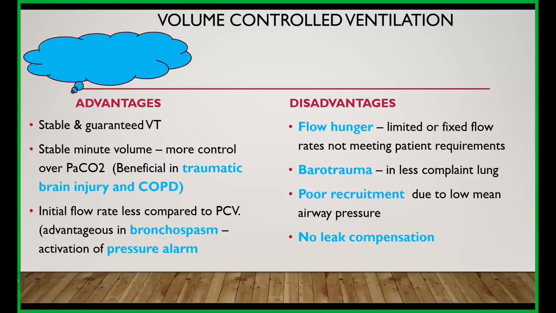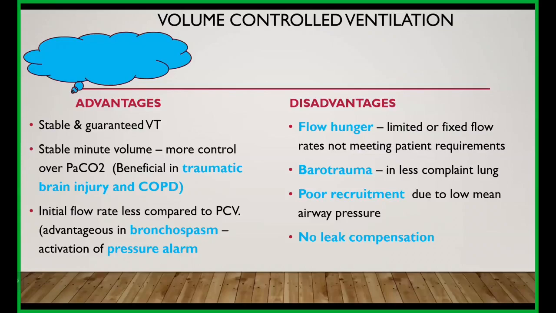Now for volume control ventilation, you can see the advantages and the disadvantages. You always set a volume. So, no worries about volume trauma. A stable, guaranteed tidal volume will be delivered. When tidal volume is stable, then the minute volume is always going to be stable. So you will have more control over the partial pressure of carbon dioxide. Carbon dioxide control is going to be beneficial in traumatic brain injury and COPD. Since the flow rate is fixed, it is always going to be less compared to the pressure control ventilation. So it is advantageous in bronchospasm.